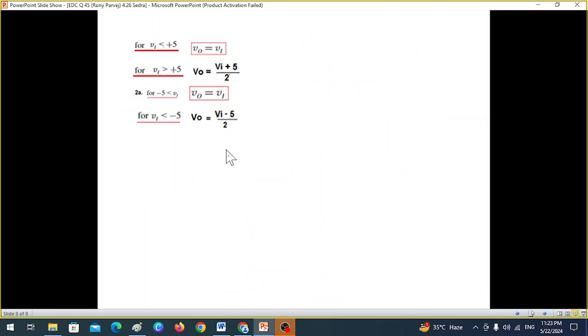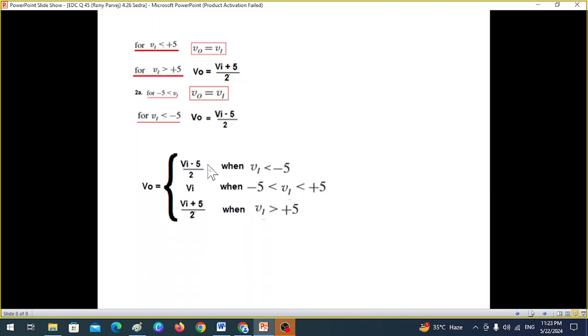These were the 4 scenarios where we obtained the answers. And if you want to write it neatly, this is how it can be written.